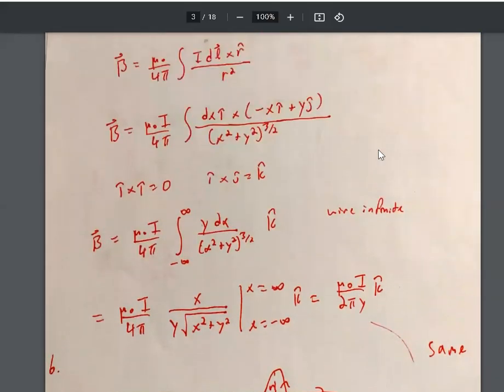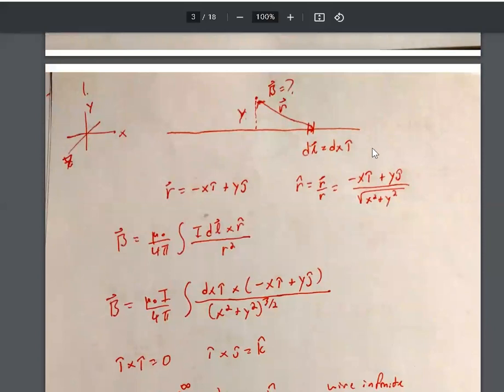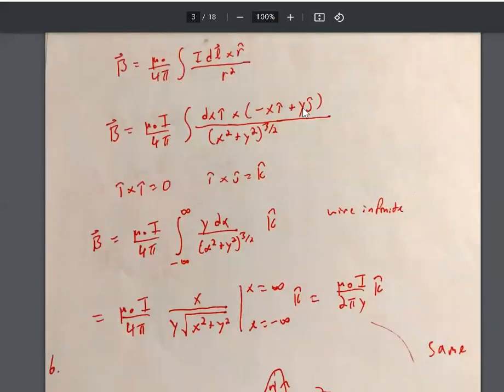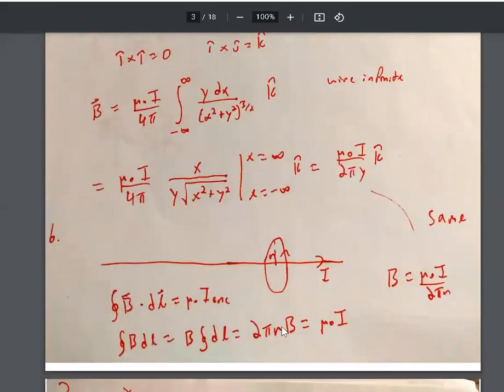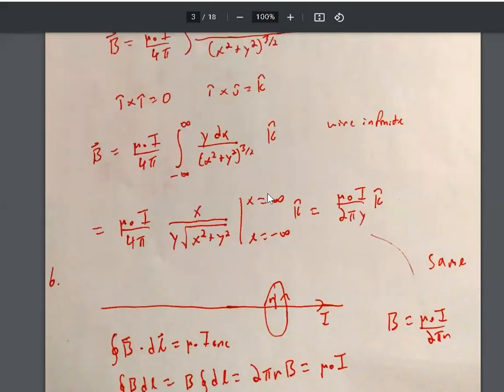So if you were just given this problem, to find the magnetic field due to an infinite wire, Ampere's law is definitely going to be the way to go. This is much simpler than having to integrate over this wire.